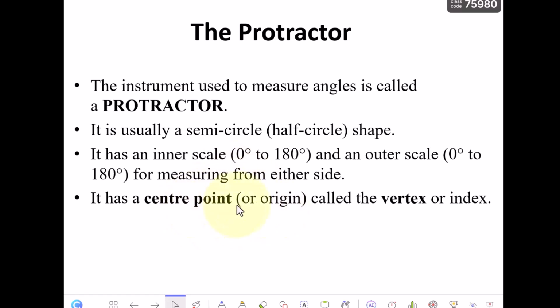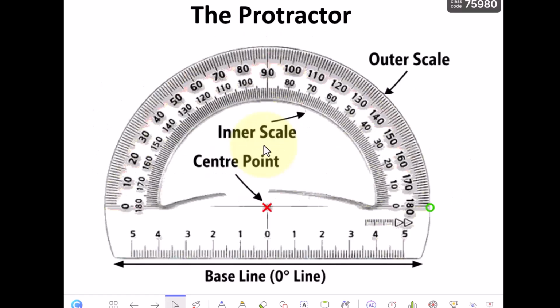Then another important point of a protractor is the center point, which is the origin. So we usually call it the vertex. This is the point we put in the vertex of the angle when we are taking measurement. That is the protractor. Now let me show you the image of a protractor.